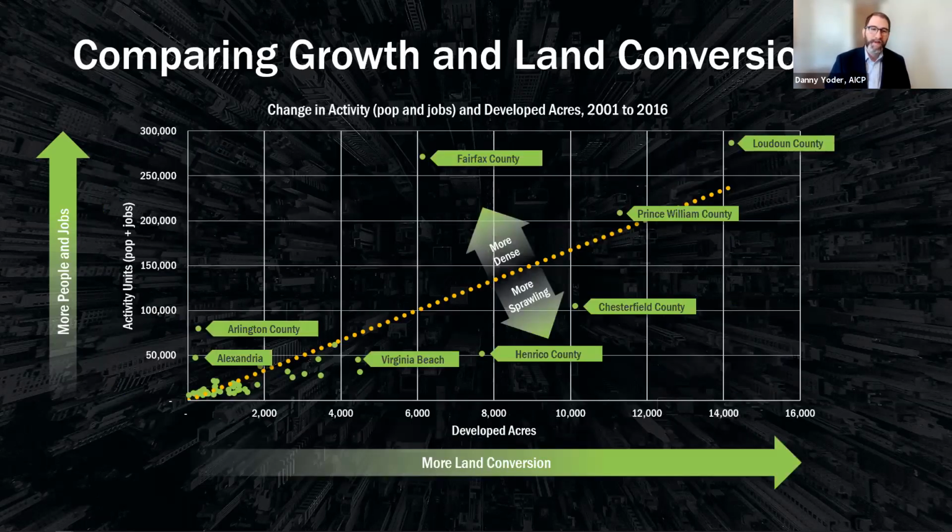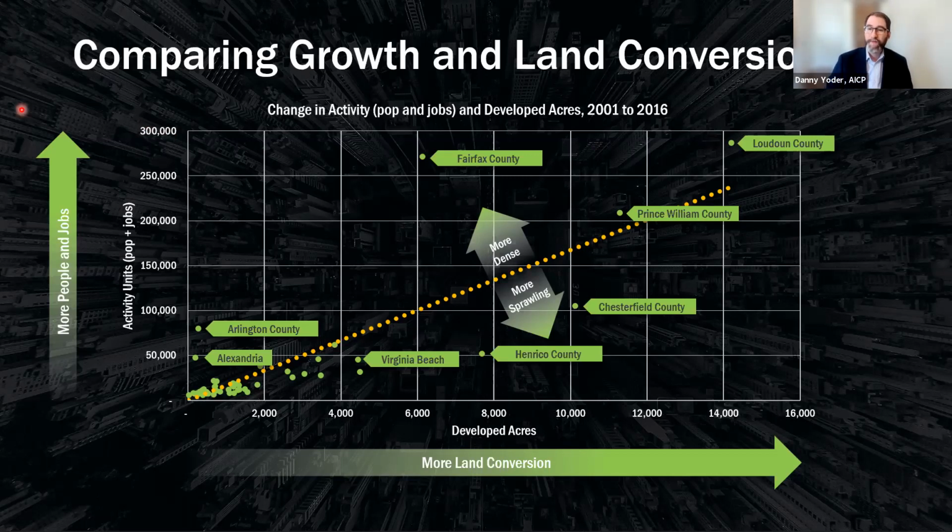So here we've taken all of the cities and counties in Virginia, and we've plotted them on this chart. And the dashed yellow line is showing you what's about average in terms of the relationship between activity growth and land conversion. So if you're above the line, we would say that you're growing more dense on average. If you're below, you're more sprawling than the average. So just to point out a couple interesting cases here, Loudoun County, like we mentioned before, is growing in nearly all respects. It's the top grower in terms of population and jobs, and it's also top as far as converting land from undeveloped to developed.